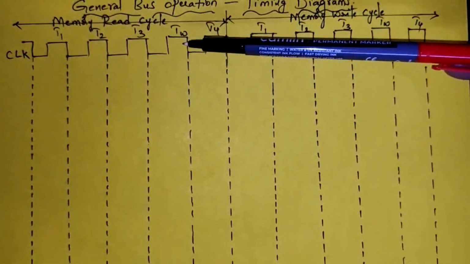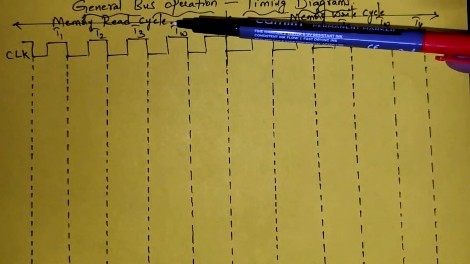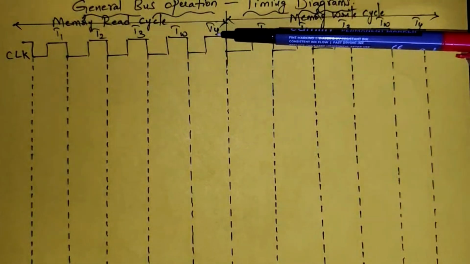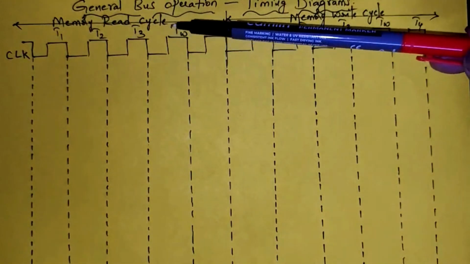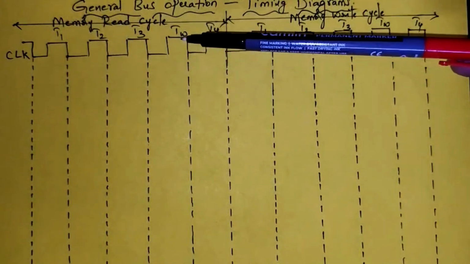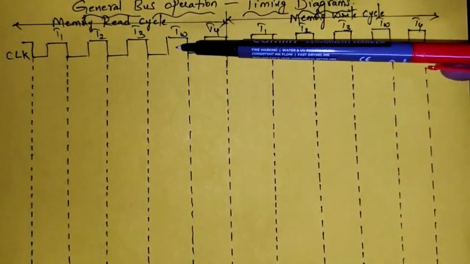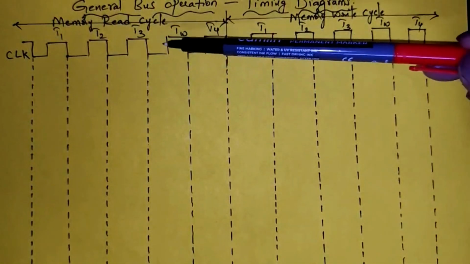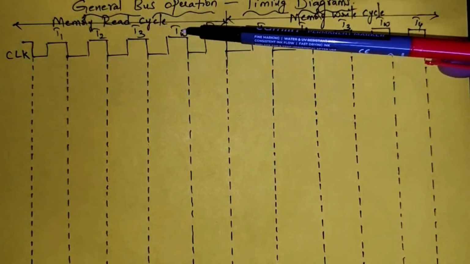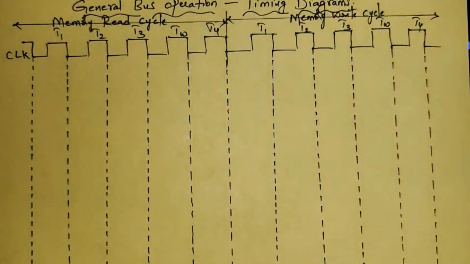What is the purpose of the wait state? If there is any speed mismatch between the two devices, we need to introduce some wait states. That too, during the data transfer only we get the speed mismatch. That's why we introduce the wait state in between T3 and T4.